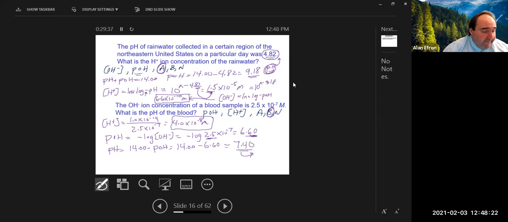Also, if you wanted to, because you had the OH minus concentration, you could have done the inverse log of the minus pOH to get the OH minus concentration.